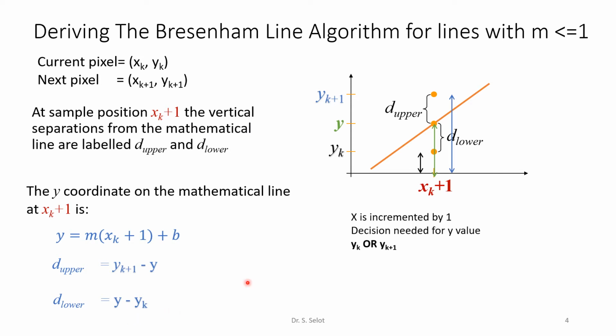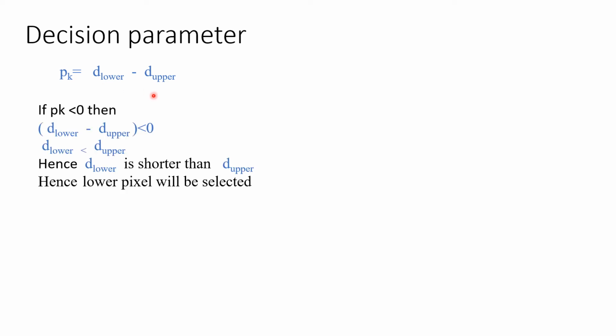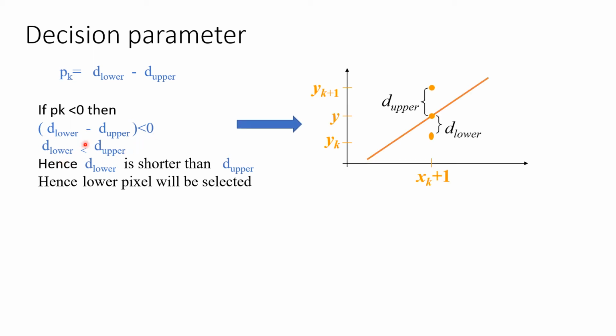X is incremented by 1. We are always incrementing the value of x by 1, and we have to take a decision on the y value, that is either to choose yk, which is the lower pixel, or yk plus 1, which is the upper pixel. So the decision parameter is the difference between the two values d lower and d upper. We check the value of the decision parameter. If the decision parameter is negative, less than 0, d lower minus d upper is less than 0, which means that d lower is less than d upper.